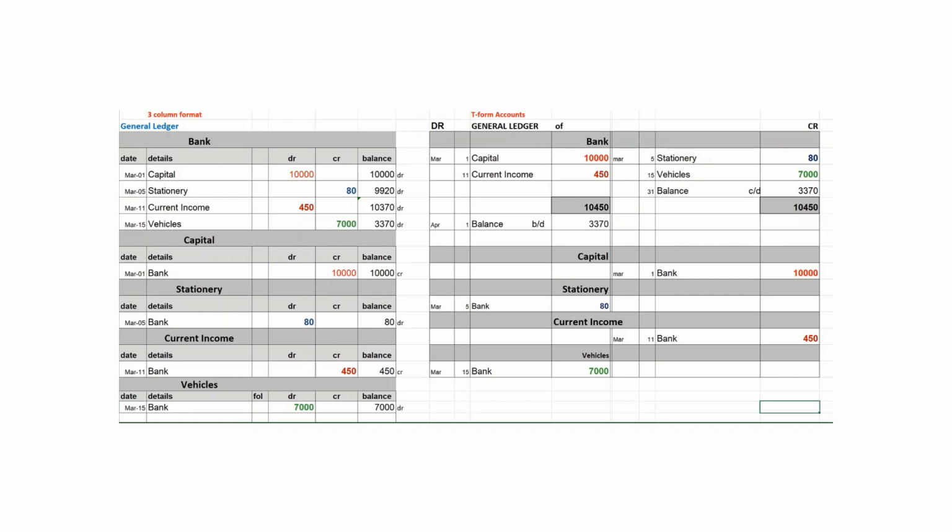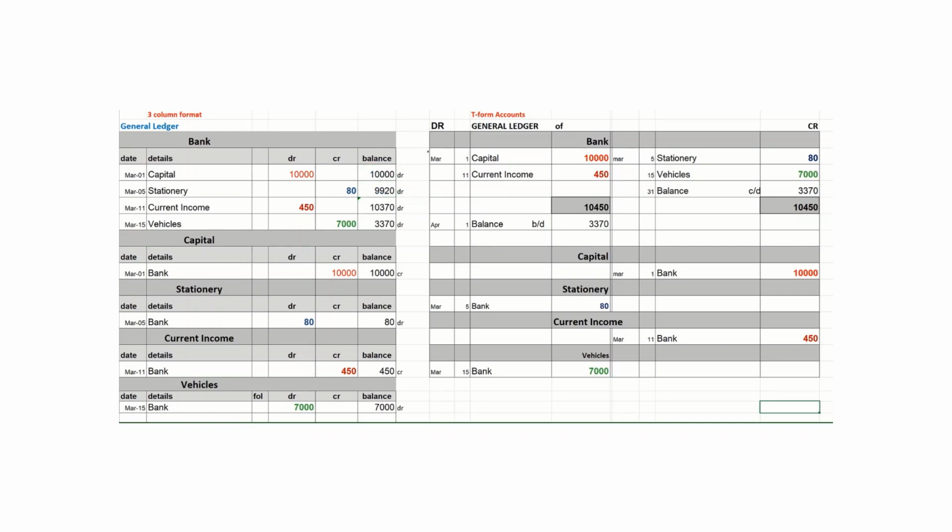3-column ledger accounts is probably what most businesses use. For example, if you do online or internet banking, you will see your bank statement is in the 3-column form. So I'm doing exactly the same account. I'm doing a bank here, but instead of having a T form, we have a debit, credit, and balance column. Another advantage of this format is that after every transaction, you can calculate the balance immediately.